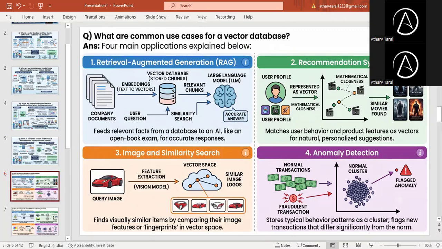And last one is anomaly detection. It is great for security. When you have millions of transactions, you can store normal behavior as vectors. If a new transaction looks way too different from the usual cluster, the system flags it immediately. So it is a very powerful tool for fraud detection, because it can spot patterns that a human might miss.